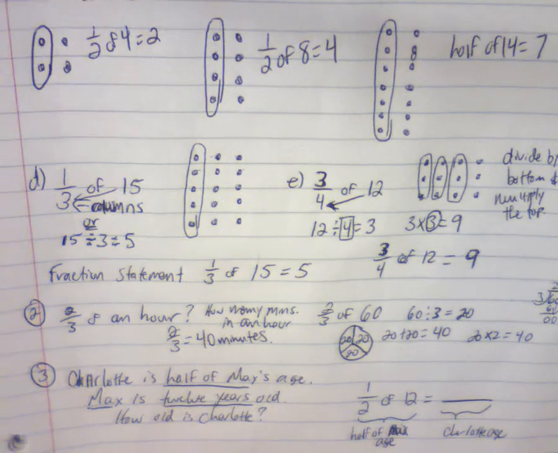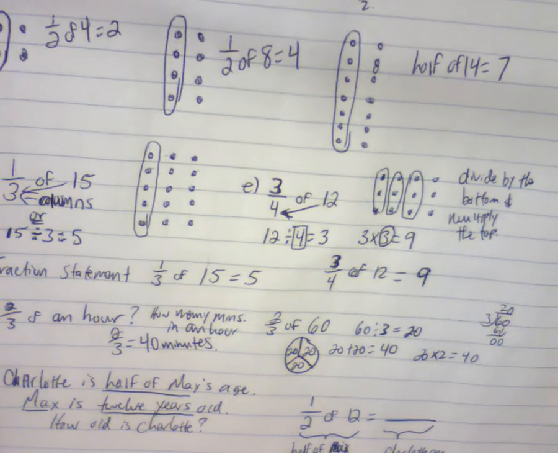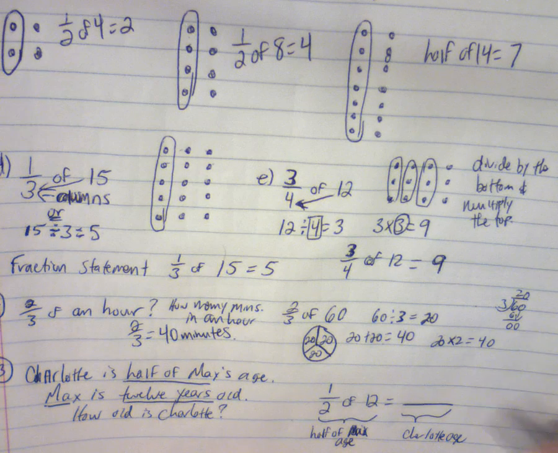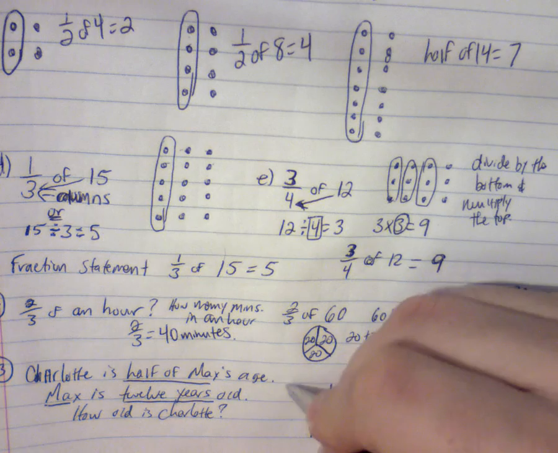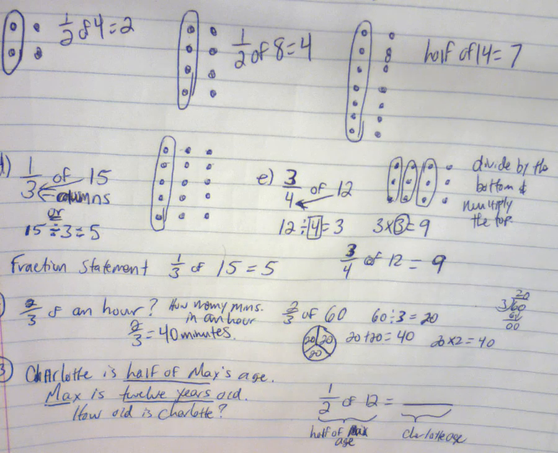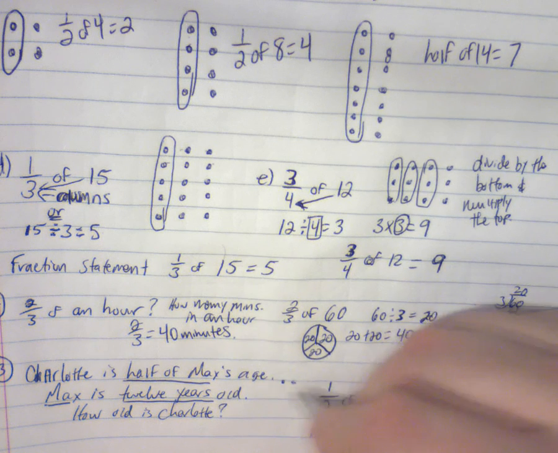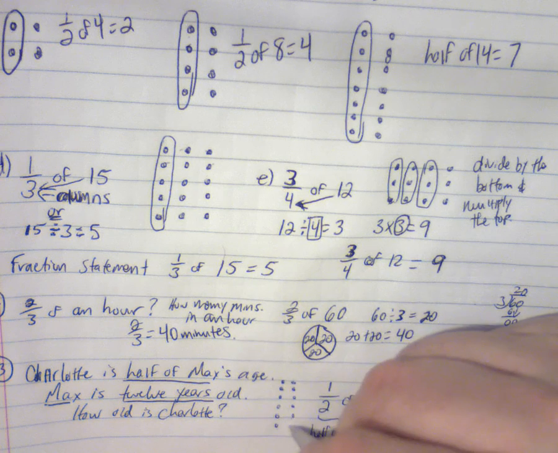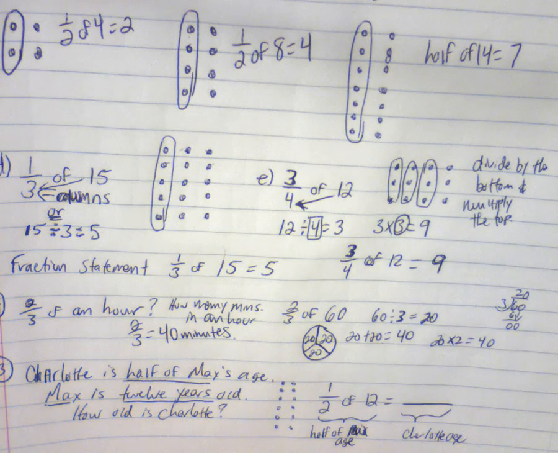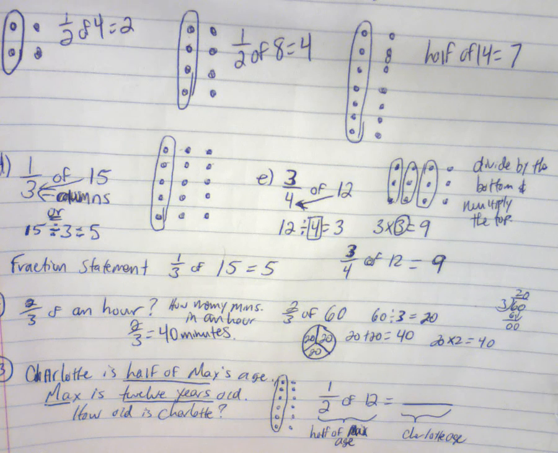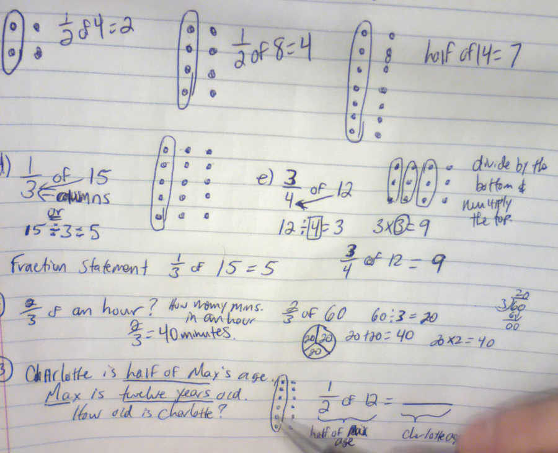Now, what's half of 12? Well, we could figure it out. We can do the dots. You guys figure it out however you see fit. So let's do dots over here. How many columns are we going to need? The bottom number tells us we're going to need 2. So 1, 2, 3, 4, 5, 6, 7, 8, 9, 10, 11, 12. How many columns are we going to circle? 1. And we easily get Charlotte's age. How many dots? 1, 2, 3, 4, 5, 6.